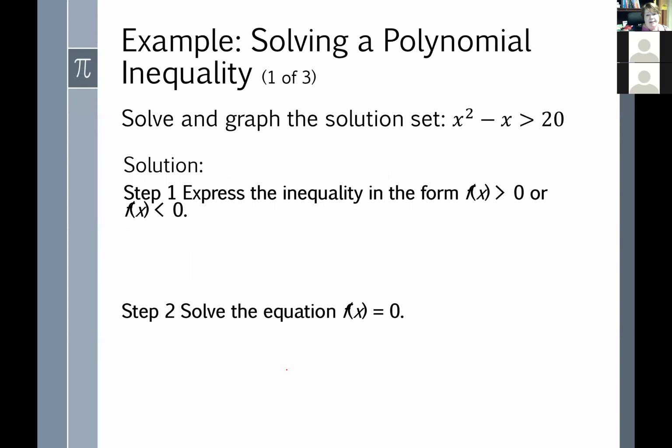So let's solve x squared minus x is greater than 20. So the first thing you do is you move that 20 over, because I have to have it in the form where I'm greater than or less than 0. So I have to have it in this form. Then you solve this equation. I'm going to do it by factoring.